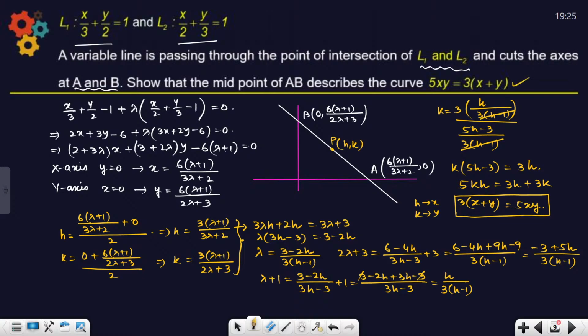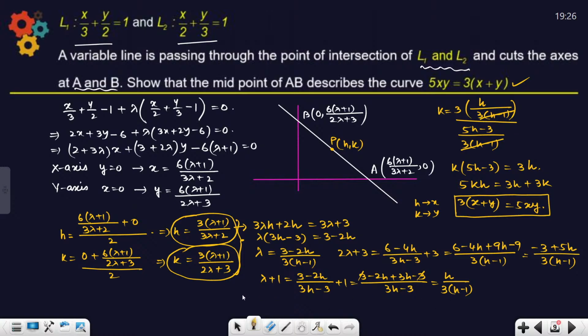Is it clear to all? Simple thing. Simply remove lambda, nothing else. Because that is the only parameter that we are having here. So from these two equations, I have simply removed lambda. That's it. Is it clear now? Okay. Let us move for the next problem.